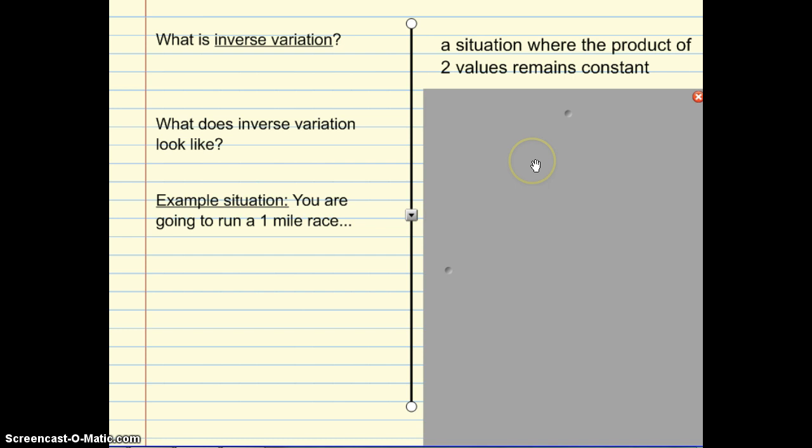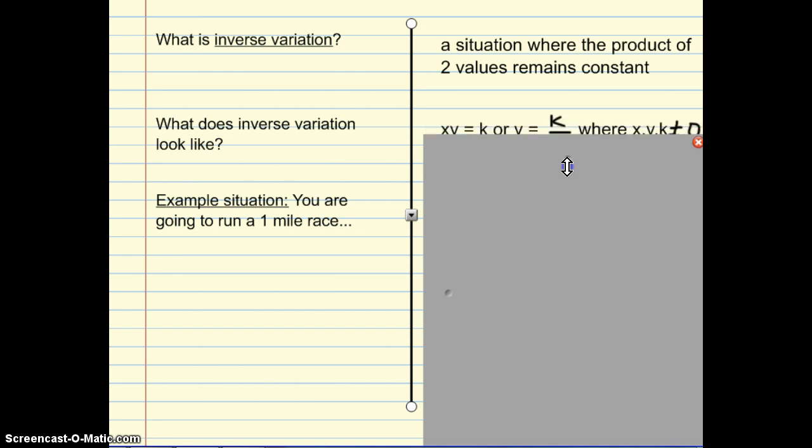What is an inverse variation? It's a situation where the product of two values remains constant. And it looks like either xy equals k or y equals k over x. X, y, and k are all non-zero.